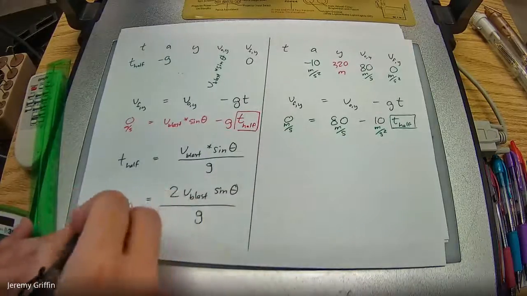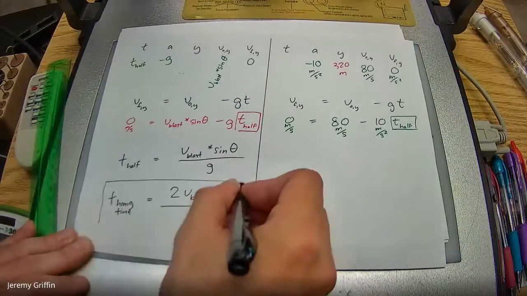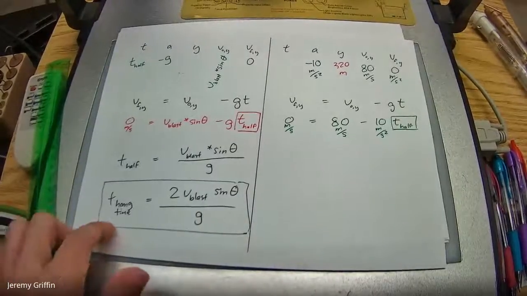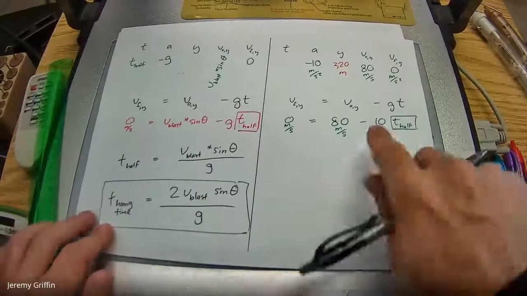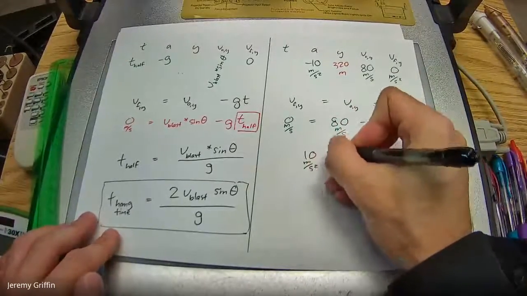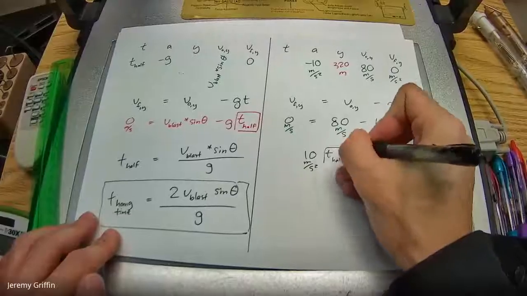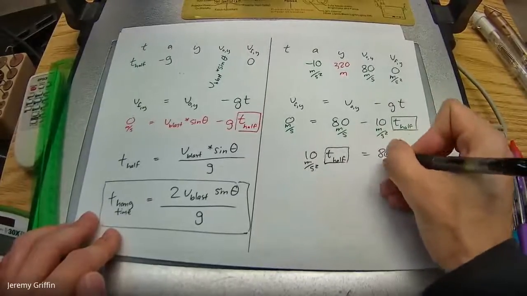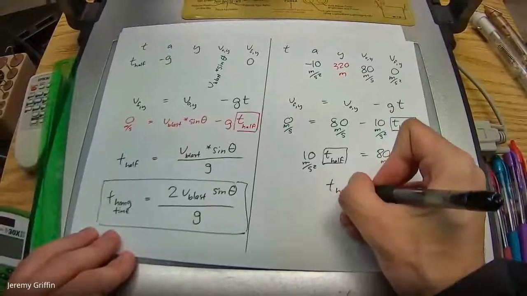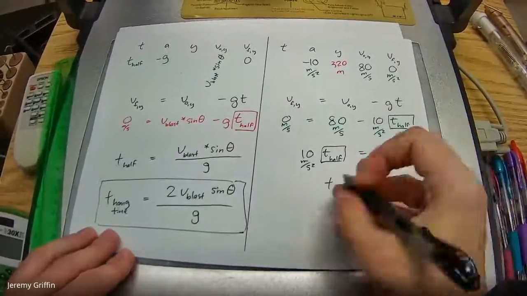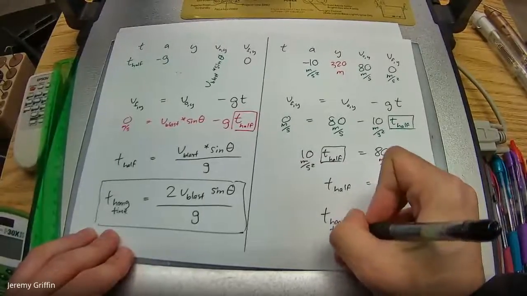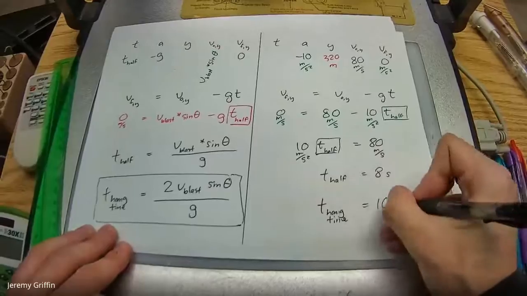Great. We have a general expression for how much time the cannonball is going to be in the air, the full hang time. Let's try it out with the numbers. This works out to 10 t half is equal to 80. With units, divide both sides by 10. T half comes out to be 8 seconds. Therefore, the full hang time, which must be twice that, must be 16 seconds.